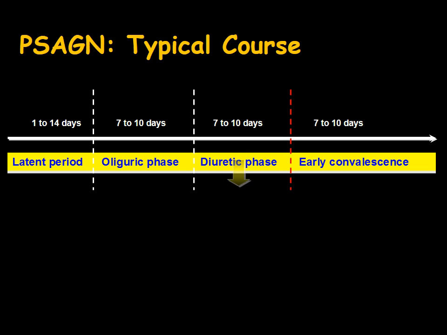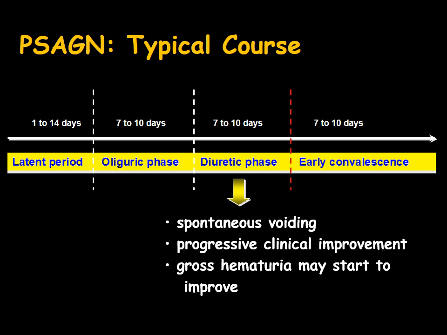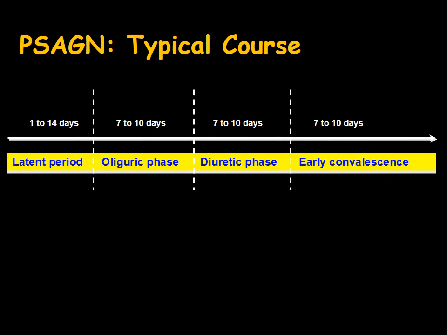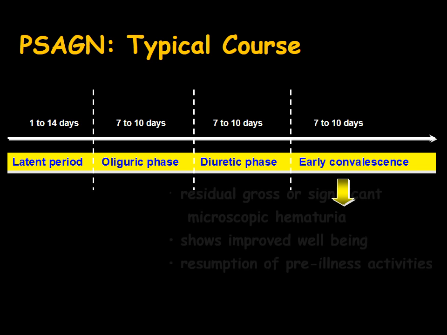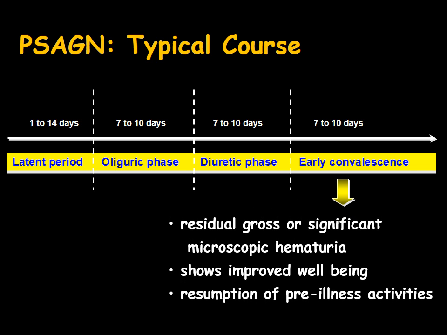The diuretic phase would also last for 7 to 10 days. This follows wherein the patient's condition progressively improves and the gross hematuria may also start to improve. The next 7 to 10 days is the convalescent phase, characterized by improvement of the patient's well-being and resumption of pre-illness activities. There may be gross hematuria or significant microscopic hematuria during this phase.